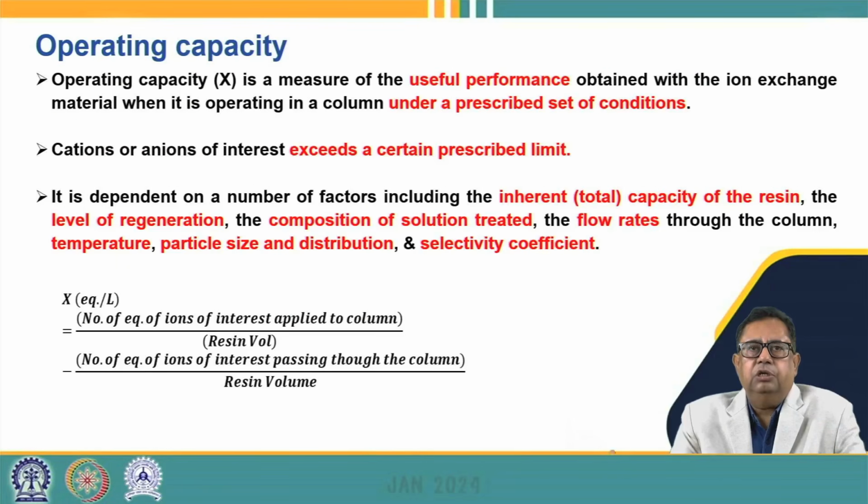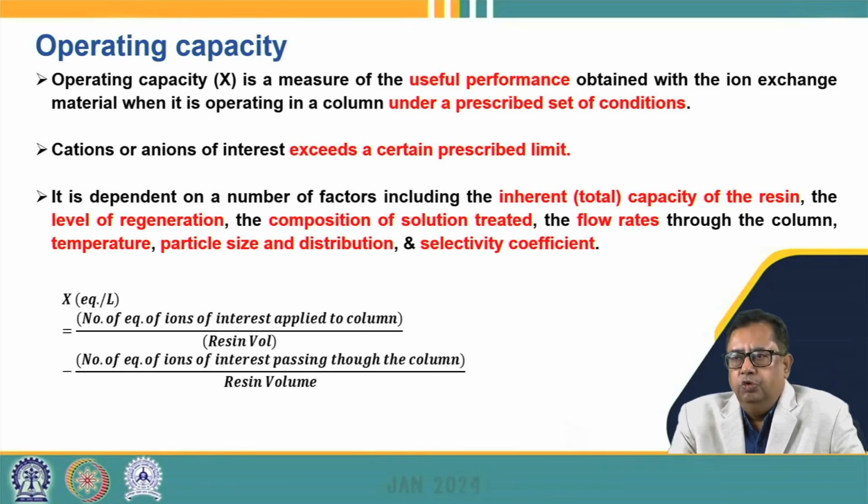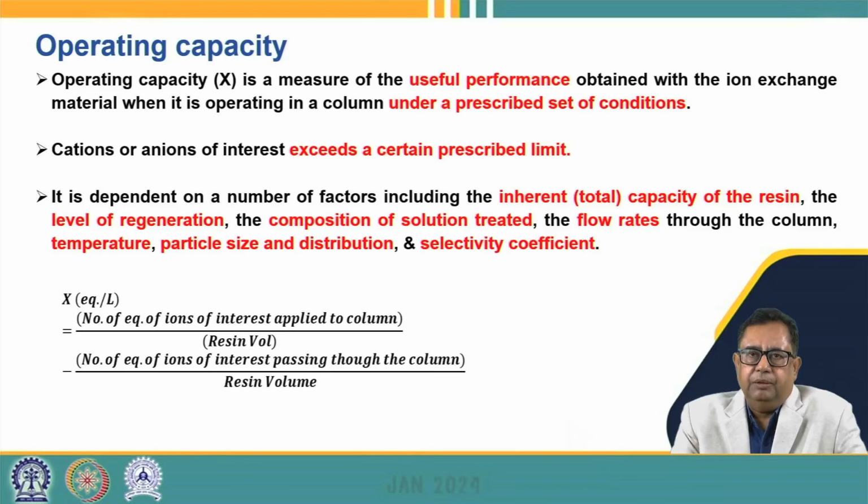In contrast to the total capacity, operating capacity is measured by the useful performance obtained with the ion exchange material, which depends upon a prescribed set of conditions. For example, suppose we want to remove a certain amount of cations or anions from water or wastewater, and we have a prescribed limit, that is, the concentration of certain cations or anions in the effluent should not exceed a permissible limit. So that defines the operating capacity.